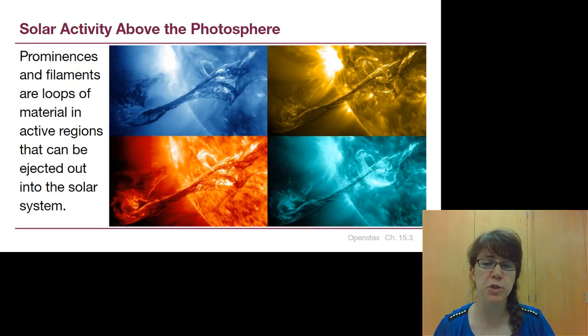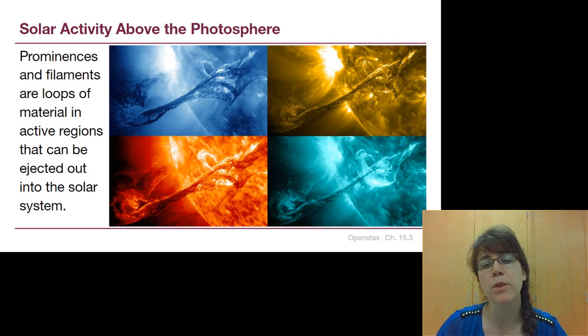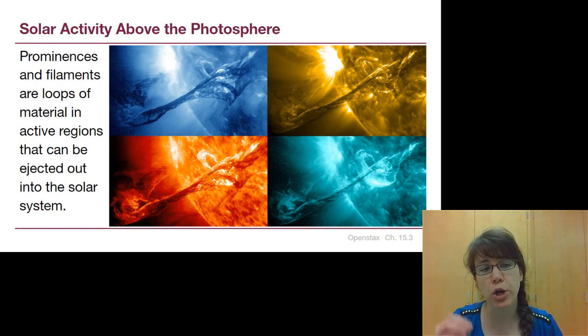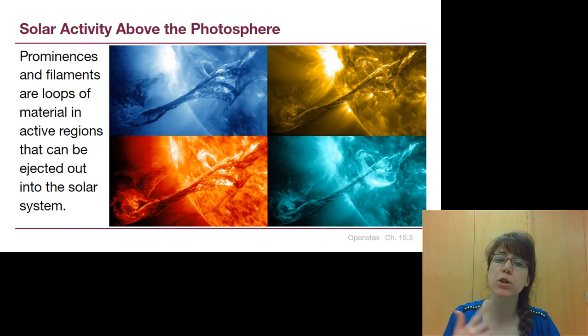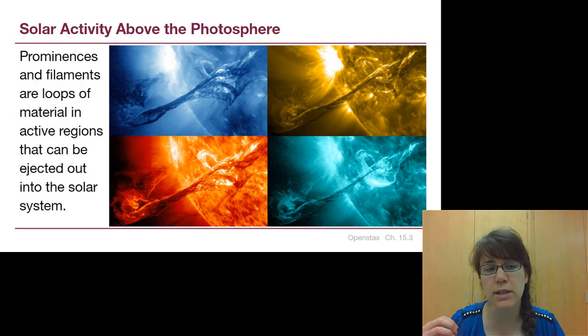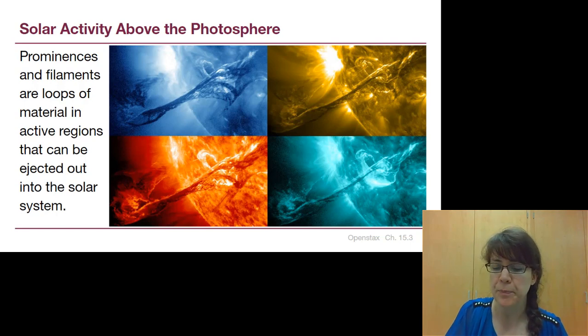Now, these larger loops of material might have the names prominences or filaments. Those terms are not as essential to our course, but both of them occur in active regions, and it's basically showing us big loops of material that are slightly less connected to the sun and can be more easily ejected out into the solar system if the magnetic field reorganizes and reconnects.